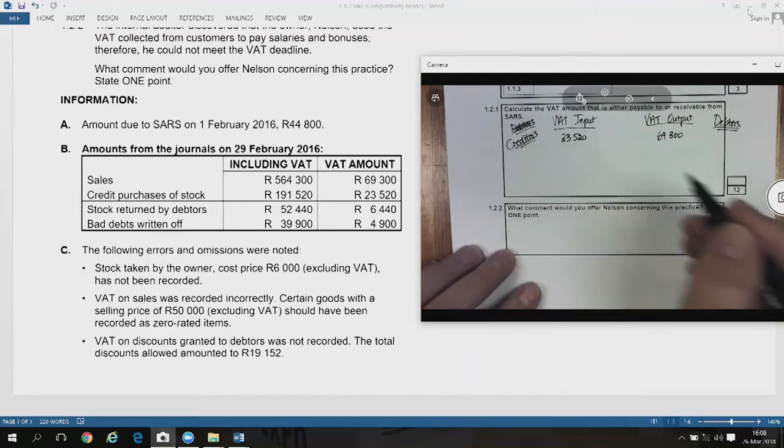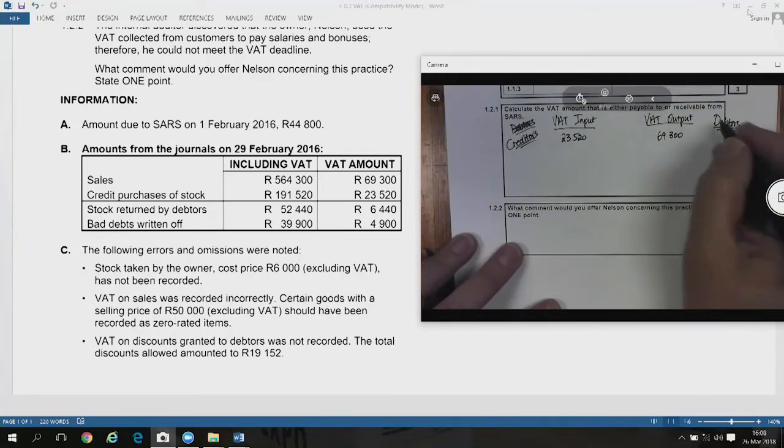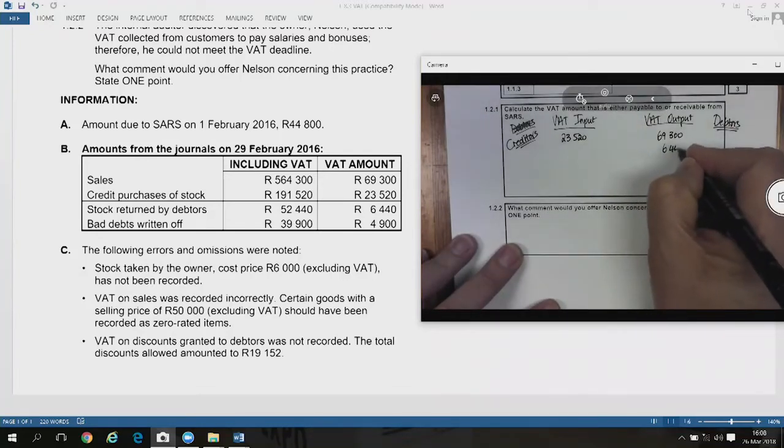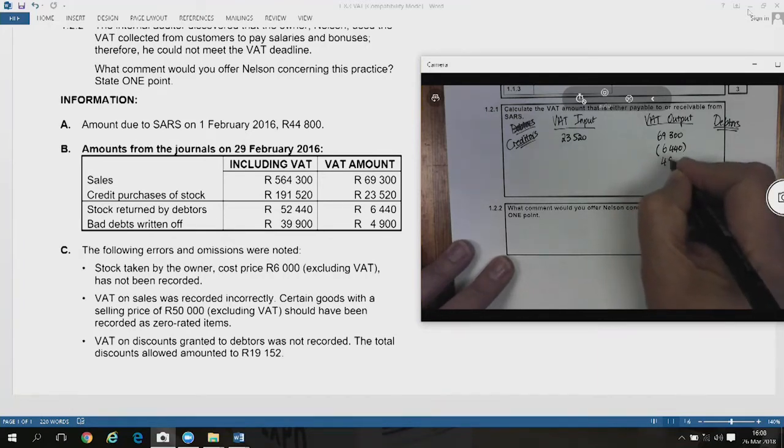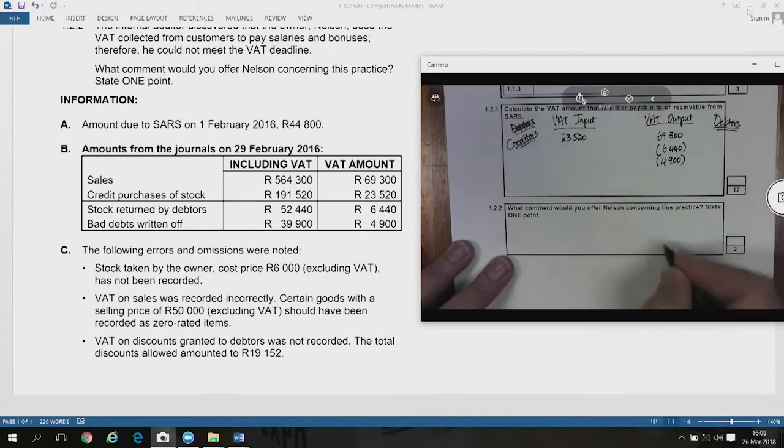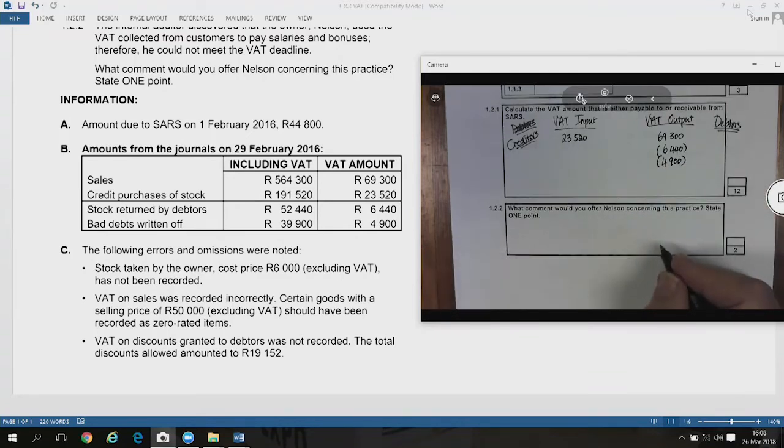Stock returned by debtors. I stick to the debtors on that side and I put the 6,440 in brackets. It's a minus output. Bad debts written off 4,900. It's debtors that cannot pay us, and that means that we are not going to receive the whole VAT output amount, so I put that one in brackets.